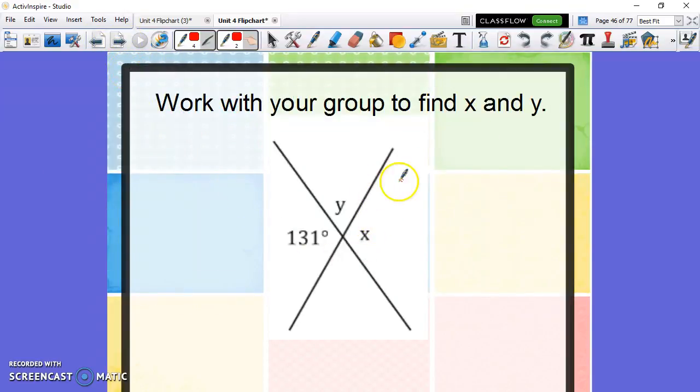Alright, so we're going to go on to this one. So we need to find x and y. So we know, again, these are equal. So x is going to be equal to 130 degrees.